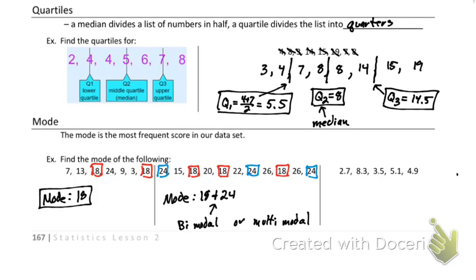Our last one is 2.7, 8.3, 3.5, 5.1, 4.9. Which of those numbers repeats the most? Yeah, none of them. So we have no mode.